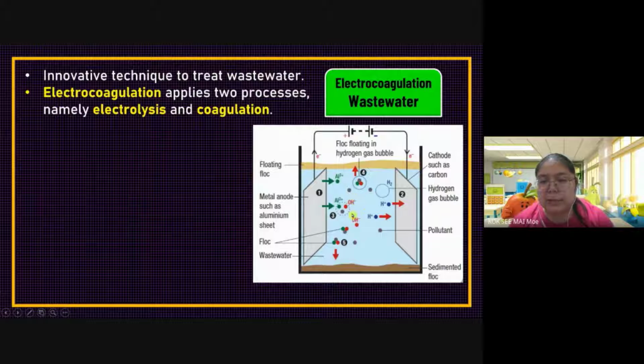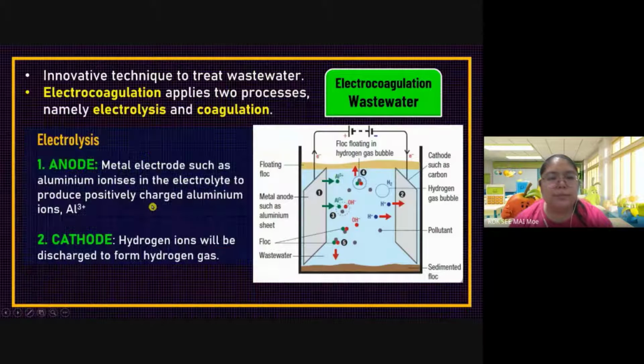You can see the labeling. Number one is the aluminium part. Number two is the cathode. This one is a cathode, it is a carbon. Number three is talking about how the aluminium ions move. Number four is the floc floating in the hydrogen gas bubble. Then number five we're talking about the floc, where it goes.